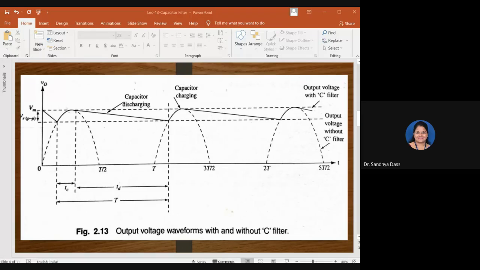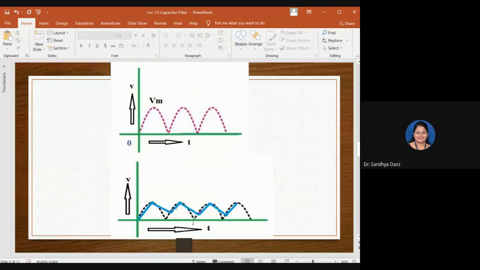Please don't just say yes, yes, yes. That is not the thing. I don't want you to show that you are attentive. I want you to understand things. Just for attendance's sake, typing in the chat box yes, yes, that doesn't make any sense. Let me see if you are really attentive.